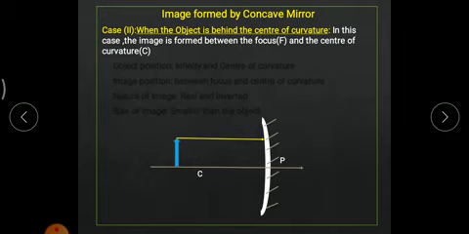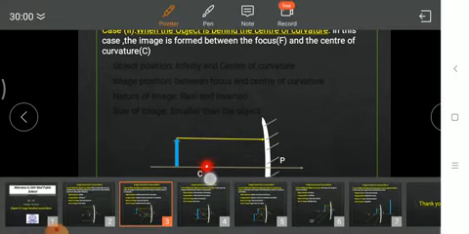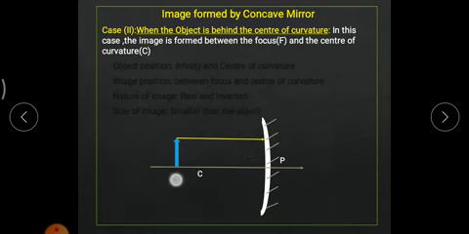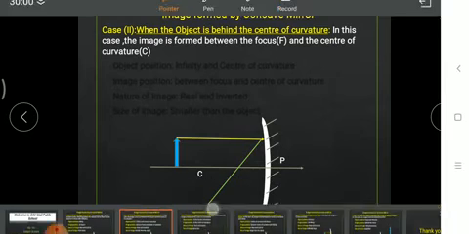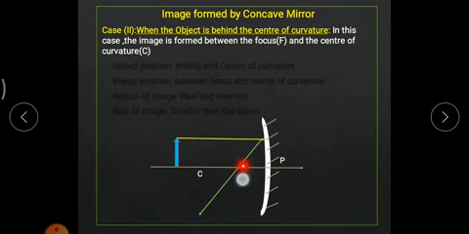Again, I have to consider two rays. This ray is again a parallel ray. This is the incident light ray, and this is the principal axis. So the incident light ray is parallel to the principal axis, and the reflected light ray would pass through the focus. It will always pass through one particular point, and that point is the focus.